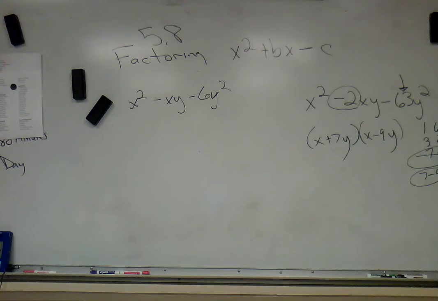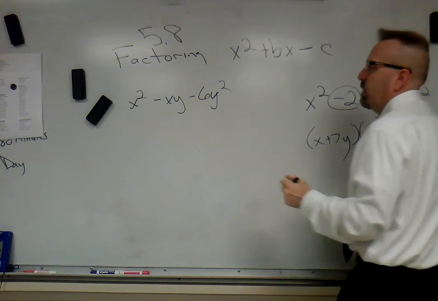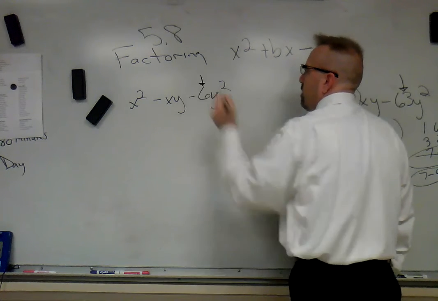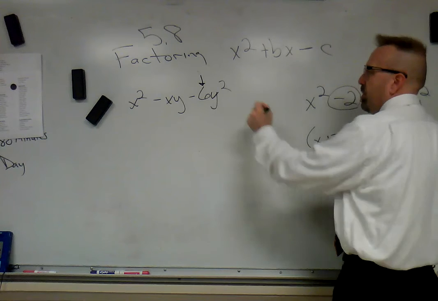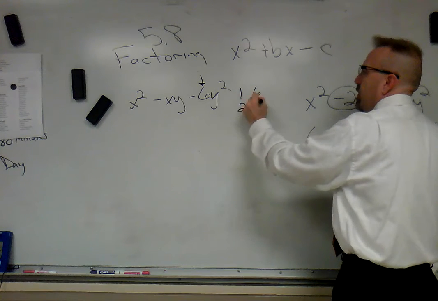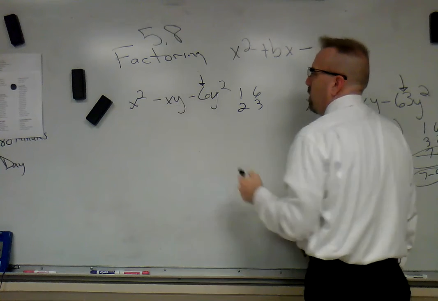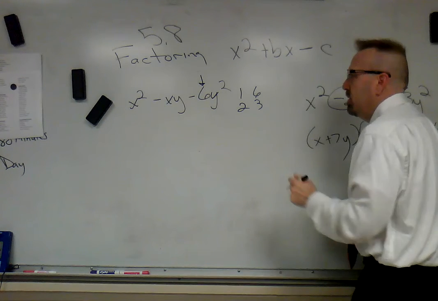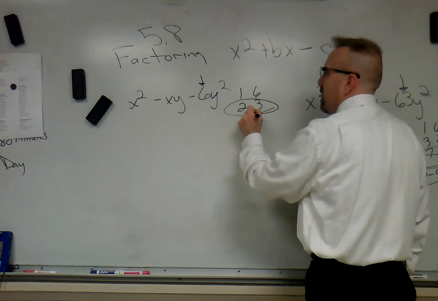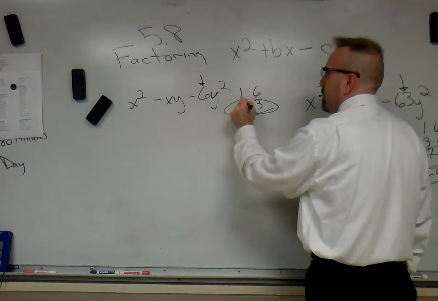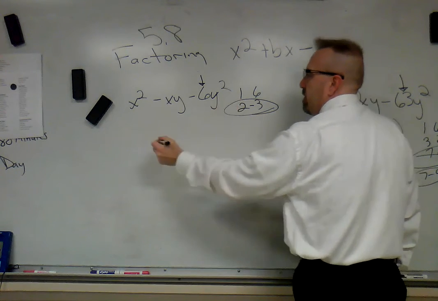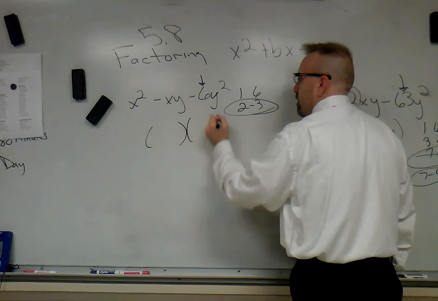So we have x squared minus xy minus 6y squared. So we're starting with our factors of 6: 1 and 6, 2 and 3. We want the pair that subtracts to be negative 1. 2 and 3. We need negative 1, so it's going to be 2 minus 3.